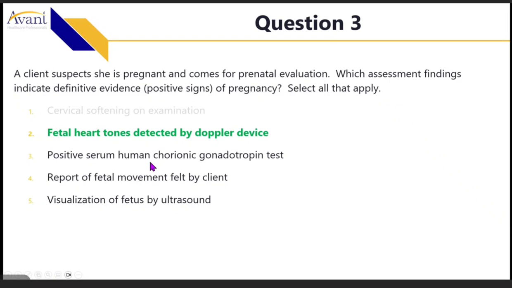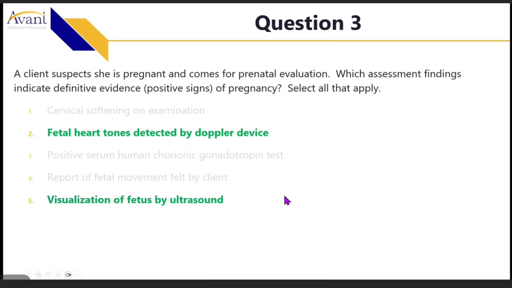The positive serum human chorionic gonadotropin, that's another probable sign. It's an objective thing, but it could be caused by other things. There's other things that can give you a positive pregnancy test. Report of the fetal movement felt by the mother, that is a presumptive sign because only the mom can tell you that. You don't have any way to verify that she felt it. So that makes it a presumptive sign. And then visualization by ultrasound.